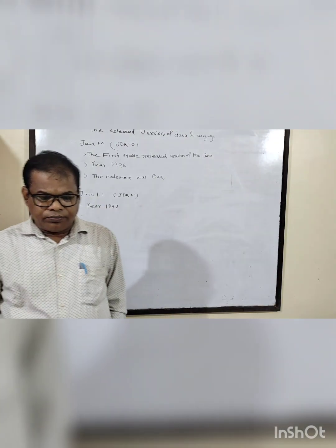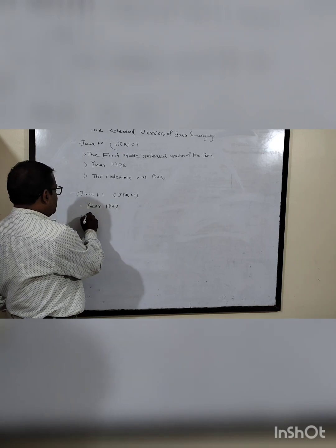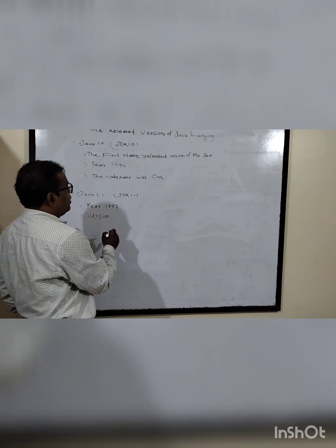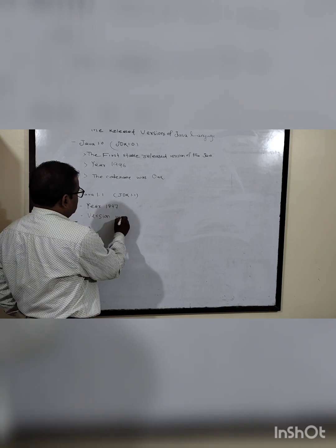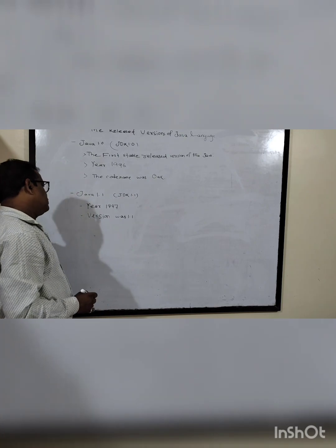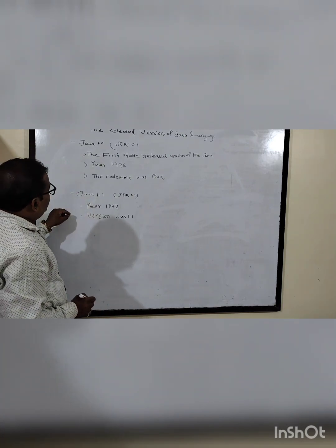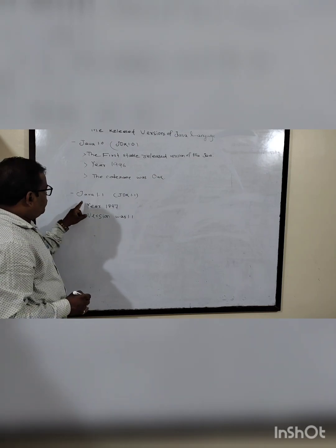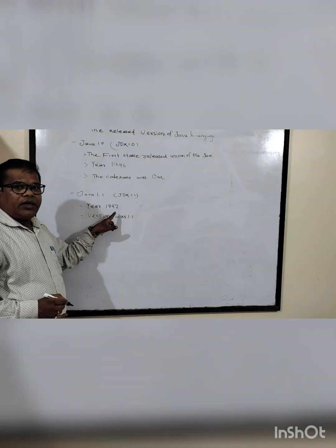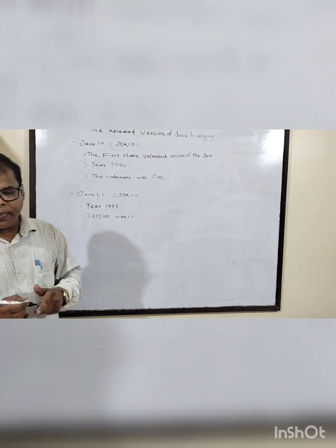If you see this particular language and the version of this particular language, the version was 1.1. So if you are looking into Java 1.1, it is in the year 1997 and the version was 1.1.